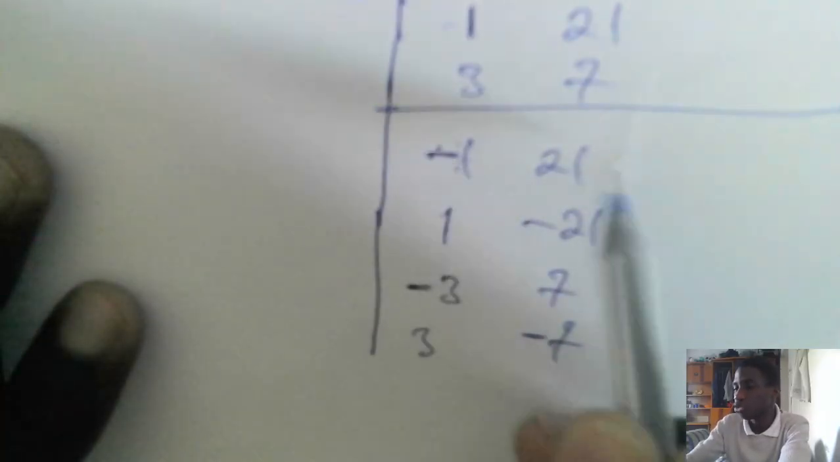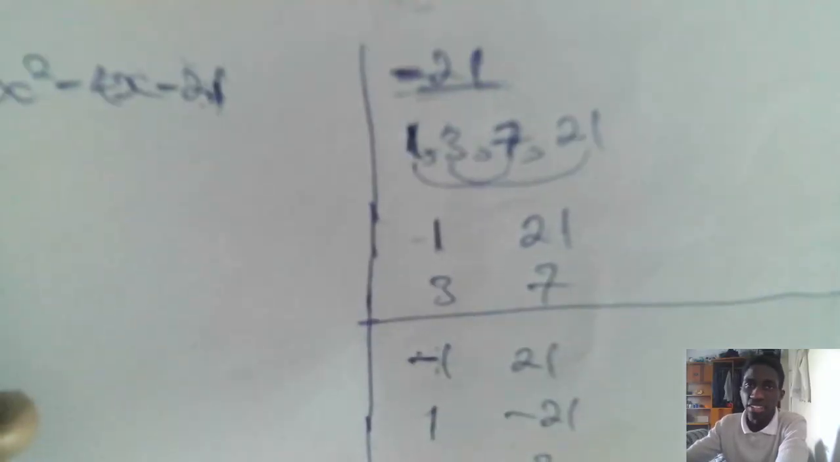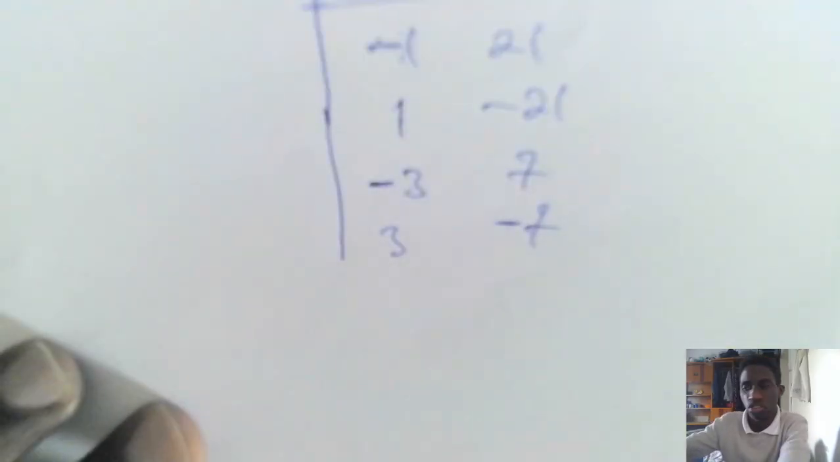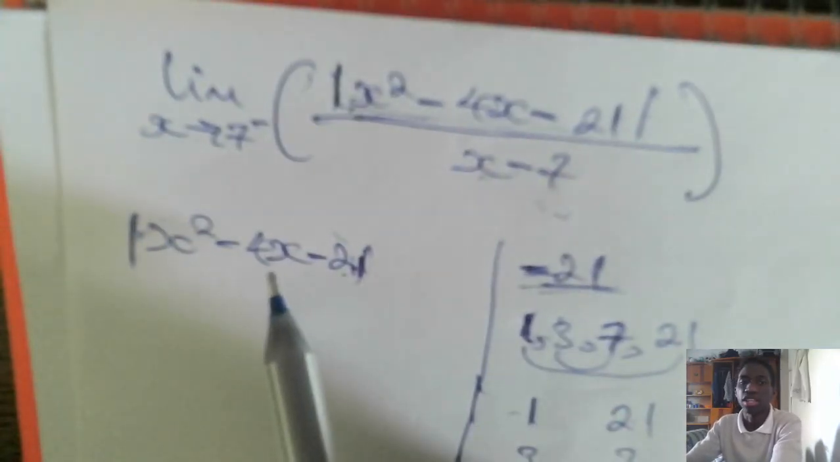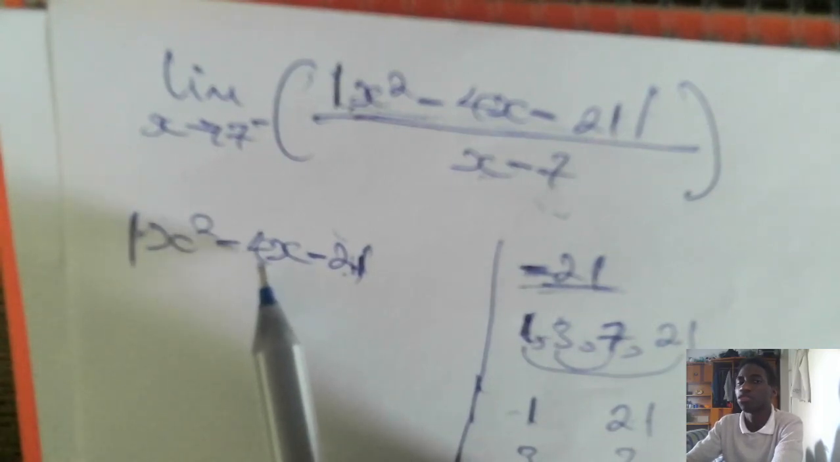When you multiply these two numbers together, you will get minus 21 in either case. When you multiply minus 1 and 21, you get minus 21. So that's just the basic idea there. When you multiply the two of them, you must get minus 21. Then you look for the 2 pairs of numbers that when you add them together, it gives you the number you have here at the middle, which is minus 4.